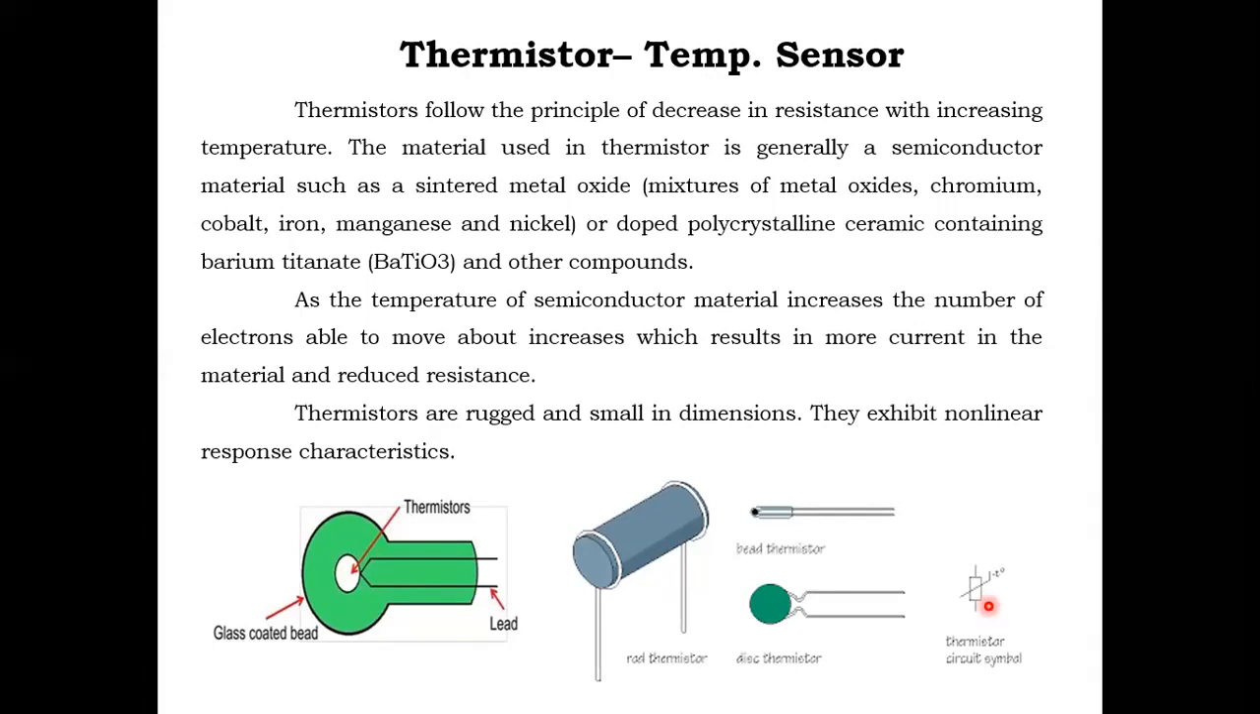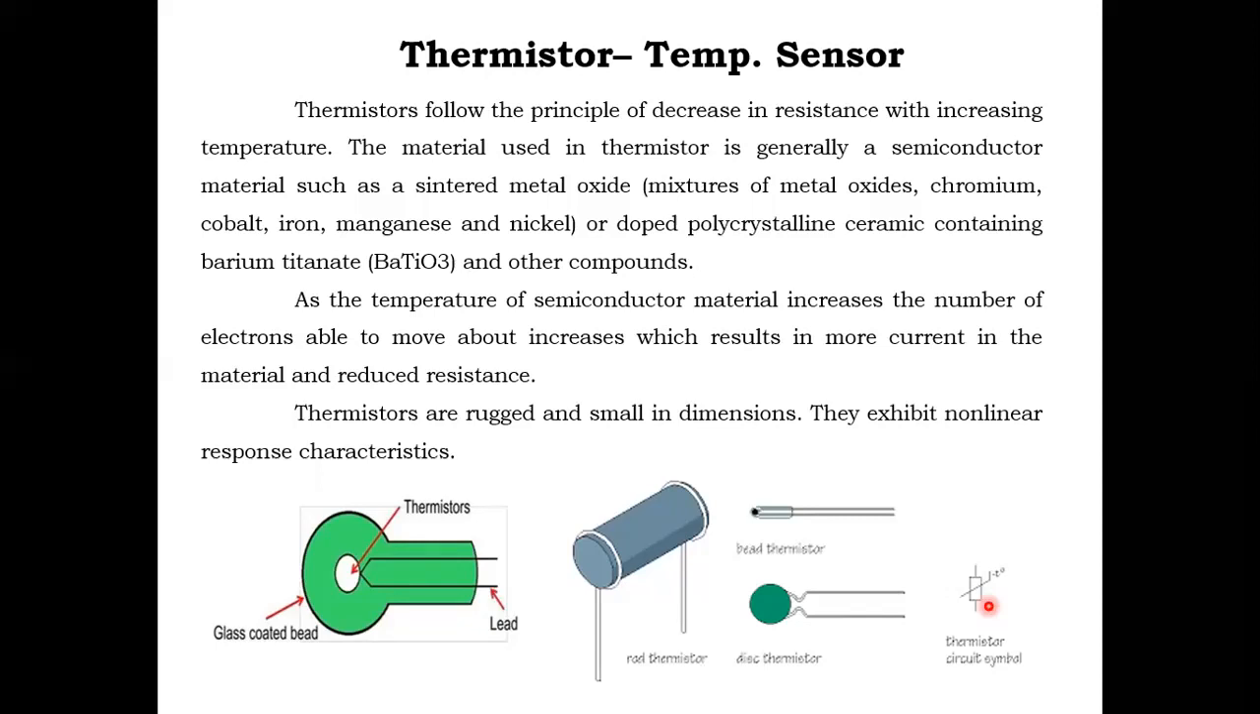The materials used in thermistors are generally semiconductor materials such as metal oxides, doped polycrystalline ceramics containing barium titanate, and other compounds. As the temperature of the semiconductor material increases, the number of electrons able to move increases, which results in more current in the material and reduced resistance.